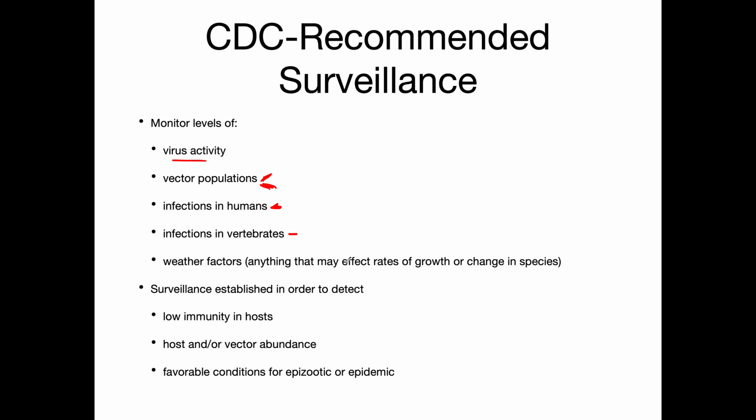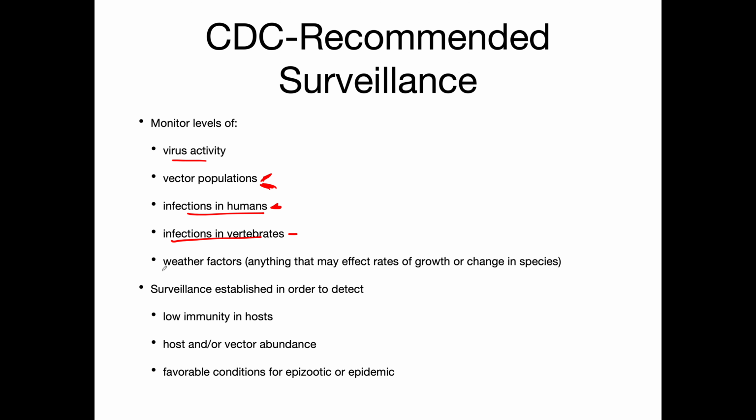Do we have other vertebrates that are infected with vector-borne diseases, such as birds, dogs, cats, any other kind of warm-blooded mammal? So in CDC recommended surveillance, we look for any kind of vector-borne disease in all vertebrates, but we look at those in humans separately.